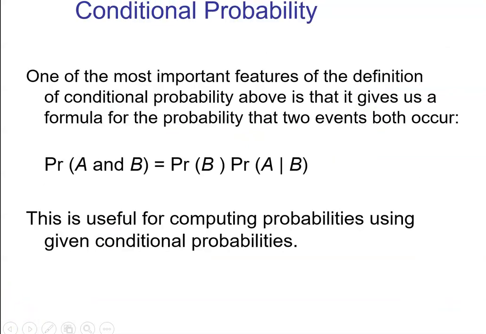Okay, so again, one of the most important features of the definition of conditional probability above is that it gives us a formula for the probability that two events both occur. Okay, this is useful for computing probabilities using given conditional probabilities. Okay, so again, two events occur.